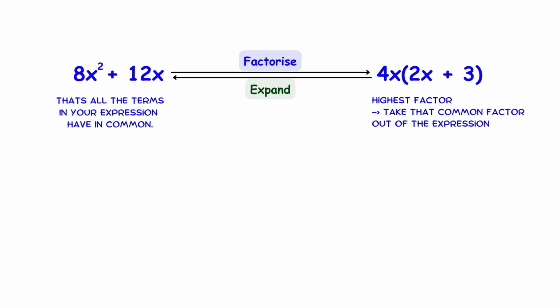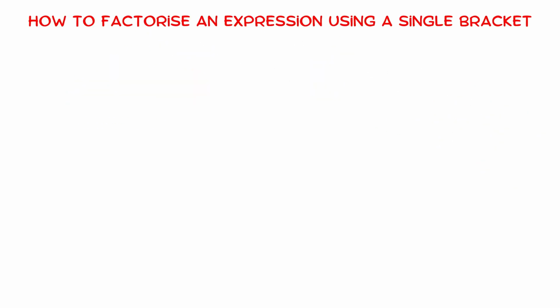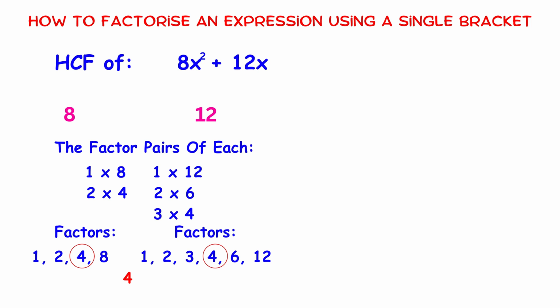The idea behind factorizing is you have to find the highest factor that all of the terms in your expression have in common, and then take that common factor out of the expression to be on the outside of a set of brackets. Now, once you get used to it, factorizing can become quite easy, and you can start to skip a few steps. But in this first example, we're going to take it slowly and fully explain everything.